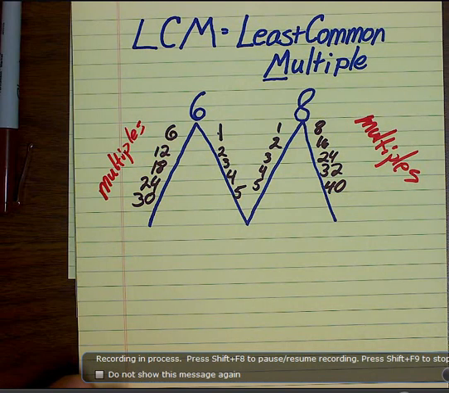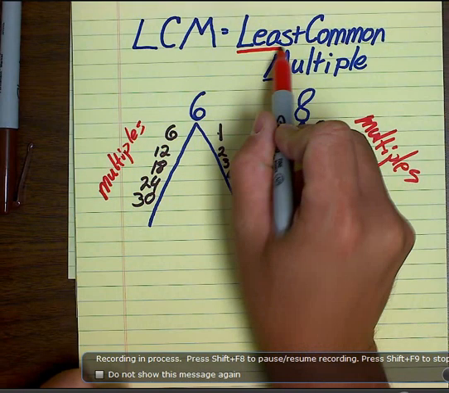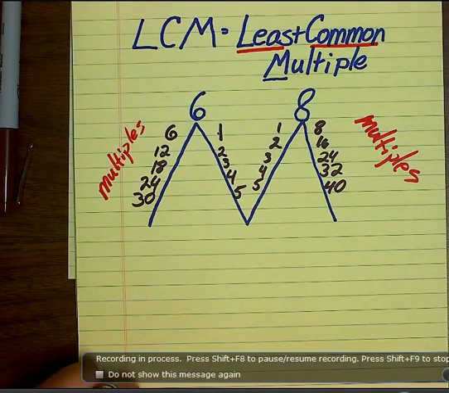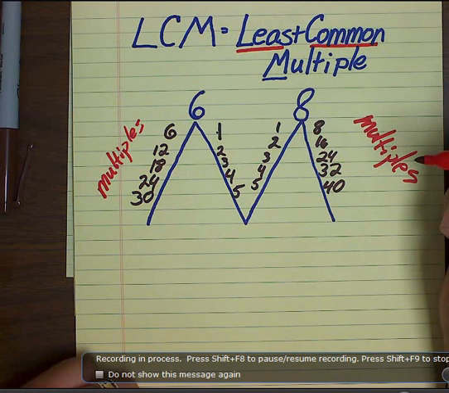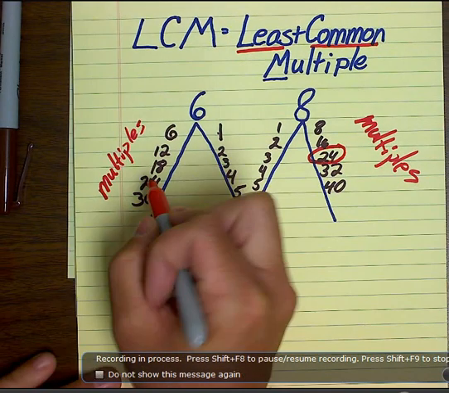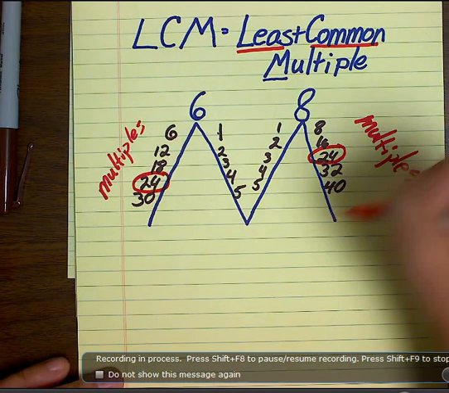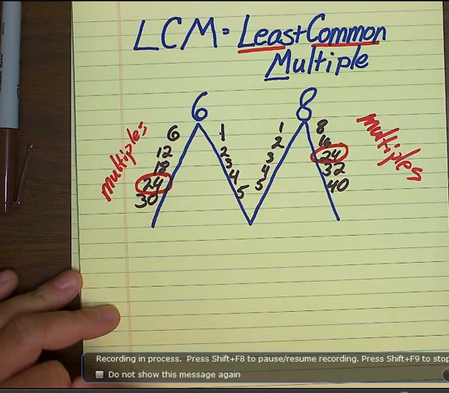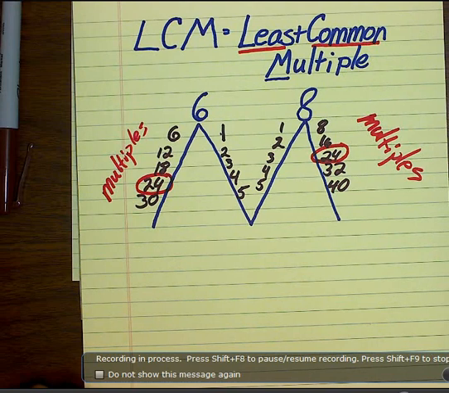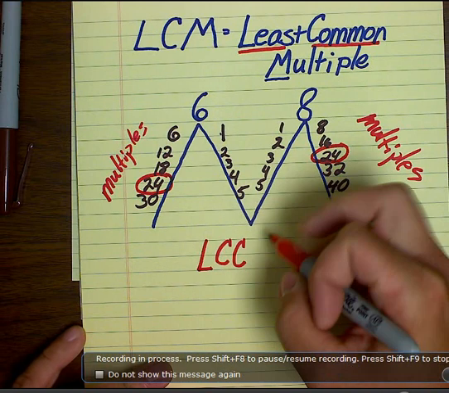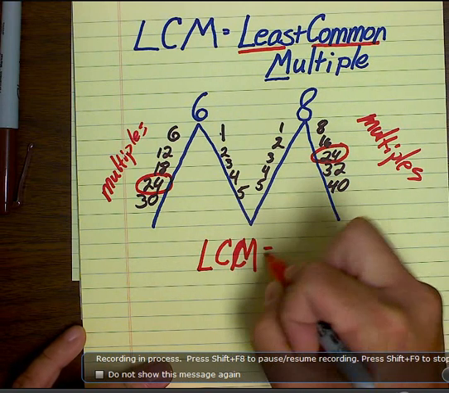Now what I want to look for is the what? The least. Least and common. Okay? Well, what common multiples do we have? Looks like the only common multiple that we have is 24. Because that's the only one we have, we could list more down the side and come up with more multiples, but 24 is what we would consider the least. Okay? The least common multiple. So the LCM is going to equal 24.